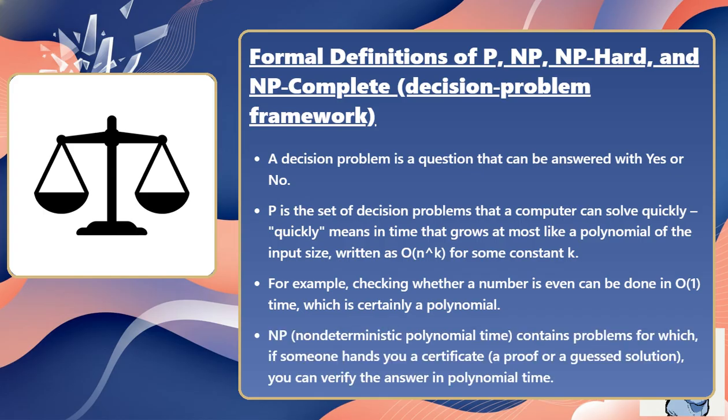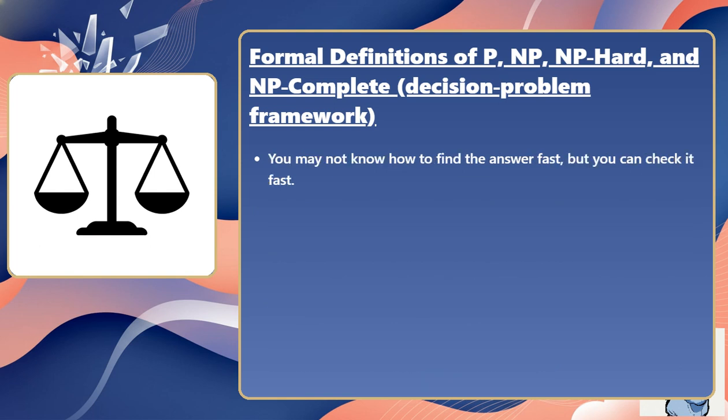polynomial. NP, non-deterministic polynomial time, contains problems for which if someone hands you a certificate, a proof, or a guess solution, you can verify the answer in polynomial time. You may not know how to find the answer fast, but you can check it fast.